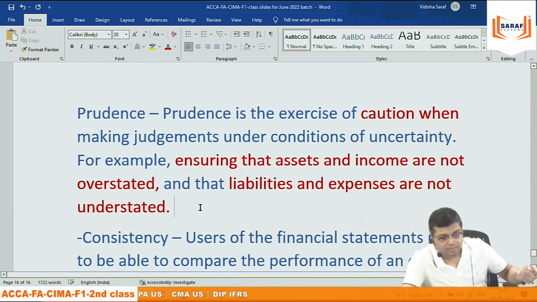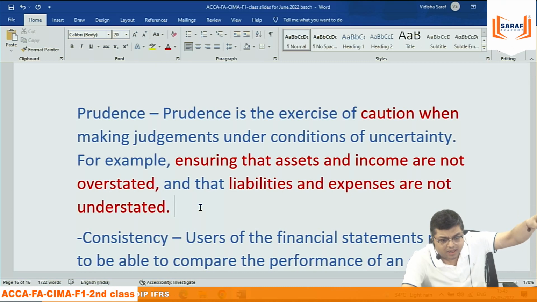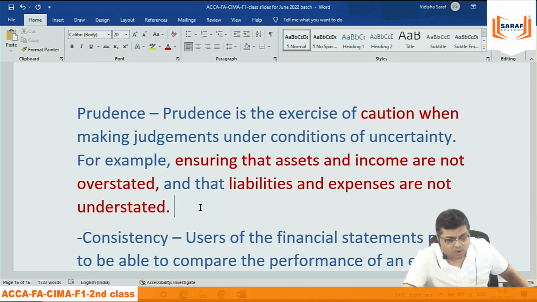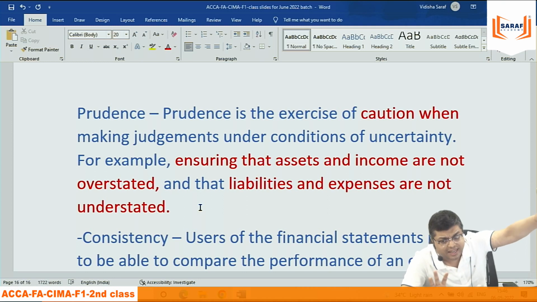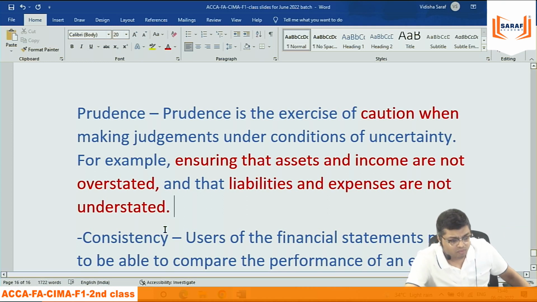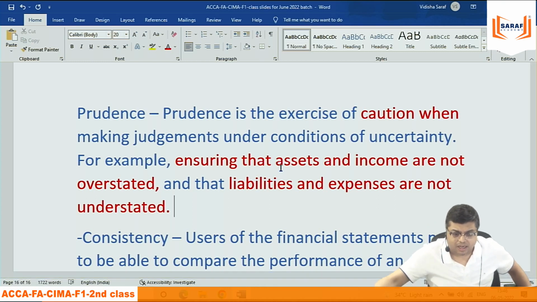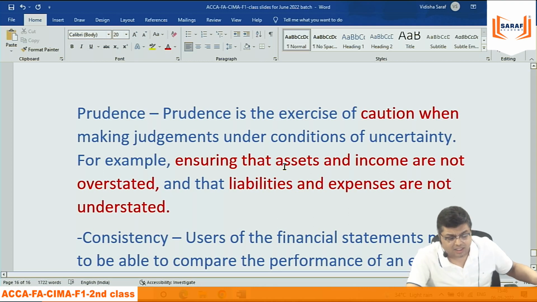Suppose there is a court case going on. In the court case, I may lose the case. If I lose the case, I will be required to pay the other party penalty, fines or anything. When there are chances that I may lose, I should record the liability. I should record the expense. But if there are chances that I am going to win the case, relating to income recording and assets recording, we need to be more sure. Relating to liability recording and expense recording, even if there is a slight chance, you need to record.